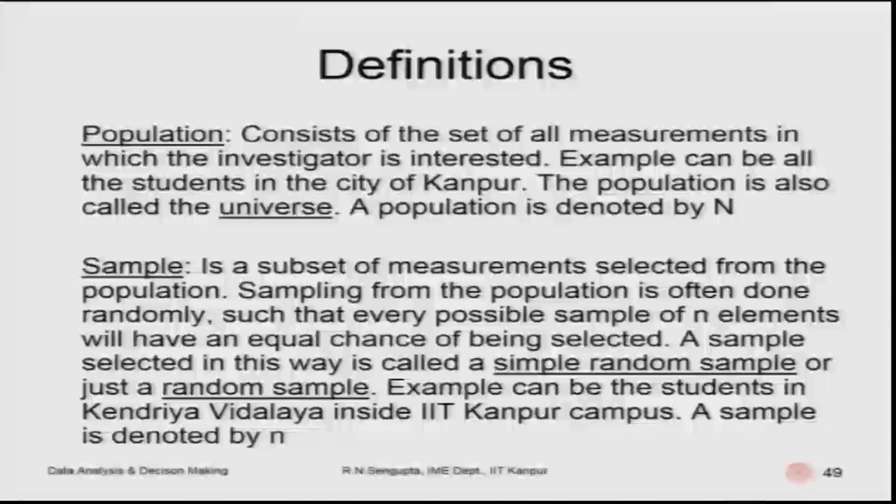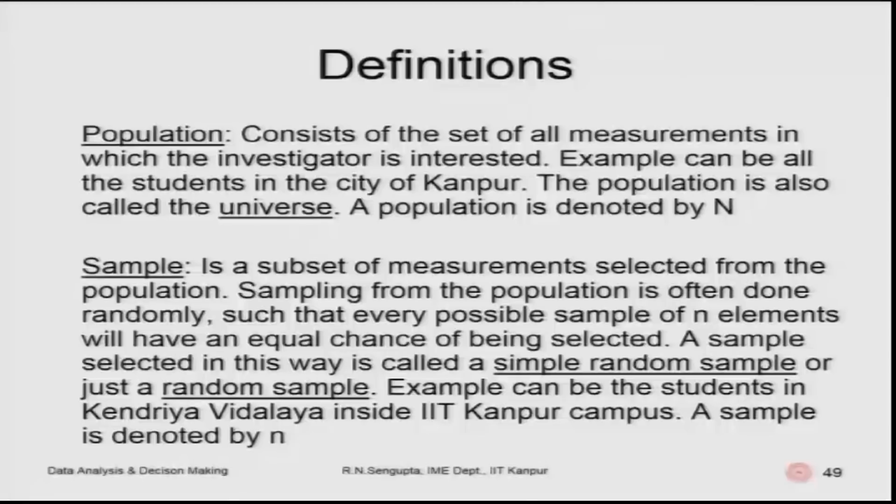Population consists of the set of all measurements in which the investigator is interested. For example, it can be all the students in the city of Kanpur. The population is also called the universe. A population is denoted by the symbol capital N, while a sample is a subset of the measurements selected from the population. Sampling from the population is often done randomly, such that every possible sample of n elements, where small n is the sample size I am picking up, every possible sample of size n will have an equal chance of being selected.